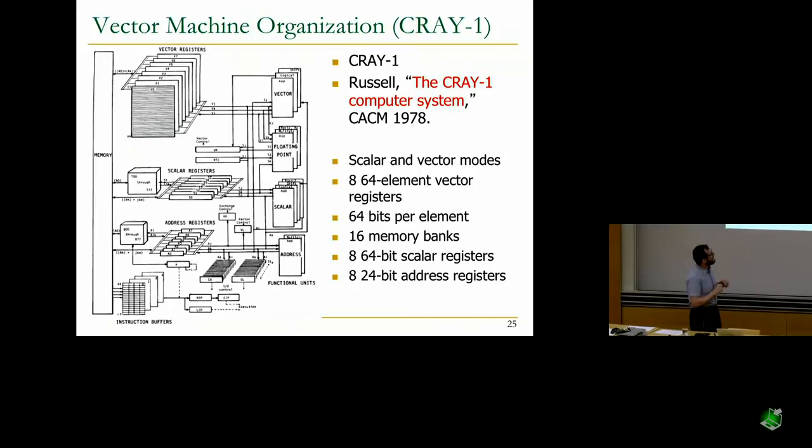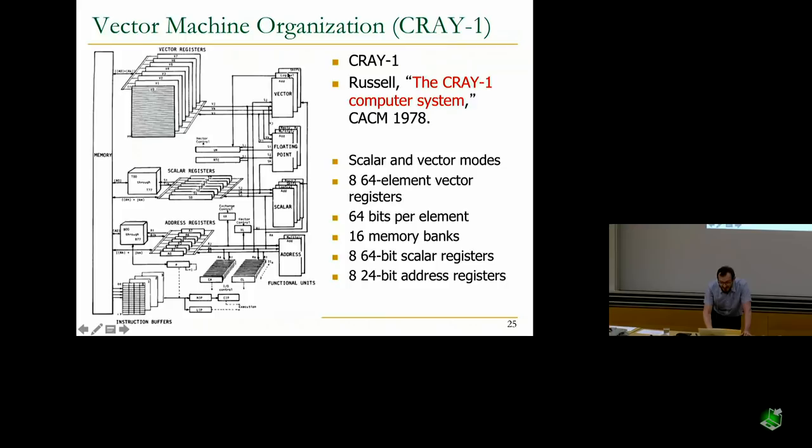But basically, this is one of the earliest vector machines, the K1. And this is a nice paper that describes it. If you look over here, you see the vector registers. And I think this has 8 64-element vector registers. The maximum vector length is 64 elements. And you have 8 of these registers.